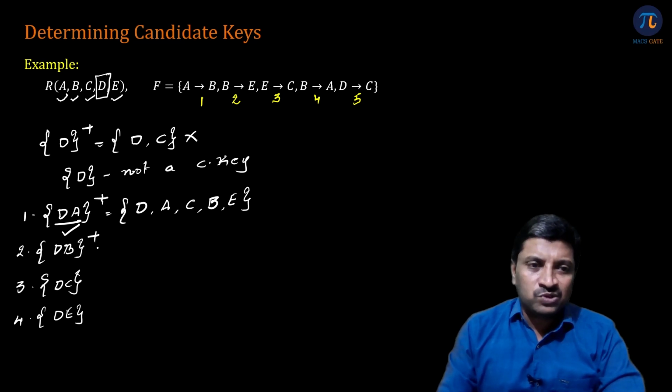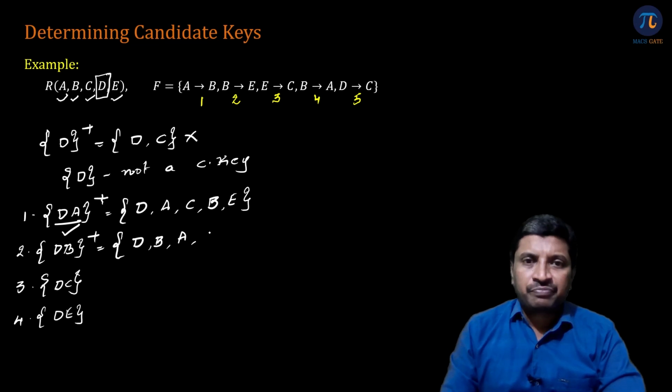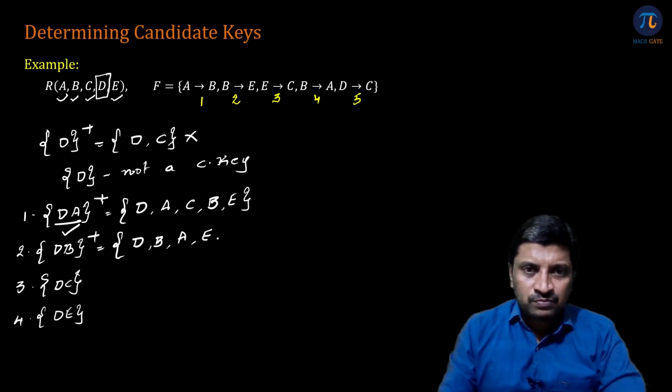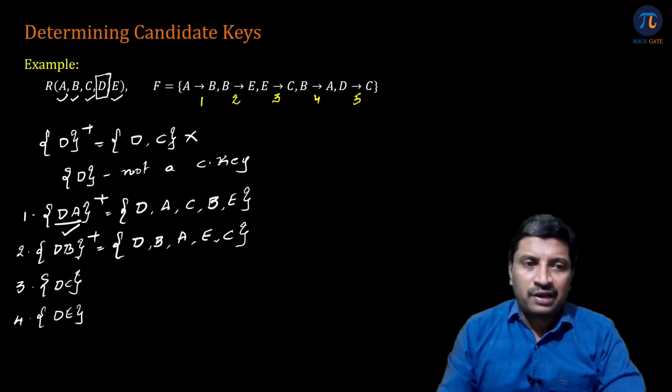Then what is the closure of DB? With D we can get D. With B we can get B. Then anything else? With B we can get A. By using 1 I can get B. B we already got, sir. By using 2 we can get E also. Then by using 3 we can get C also. We got all the attributes. So this is also a candidate key.